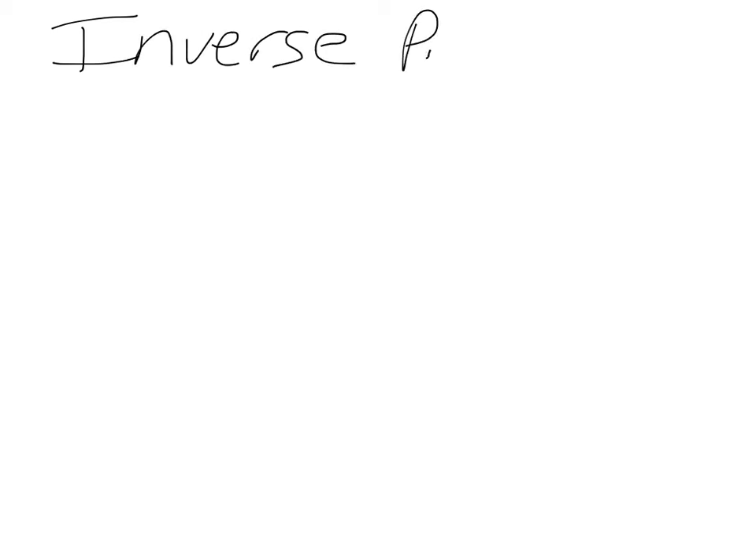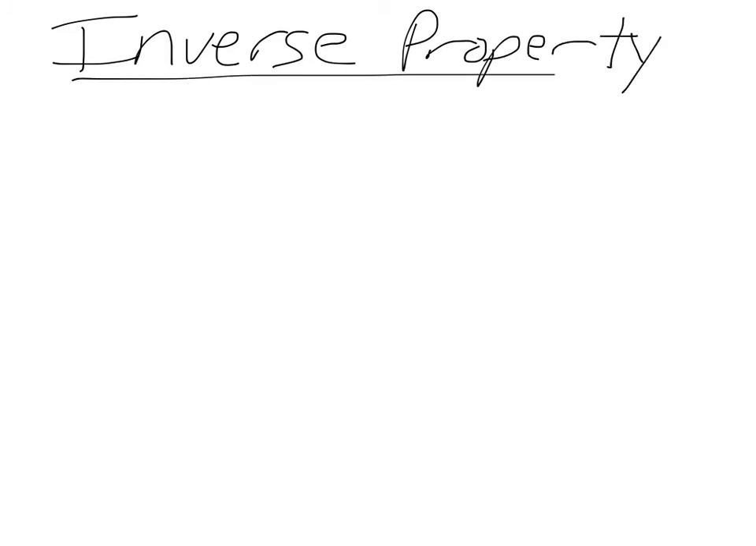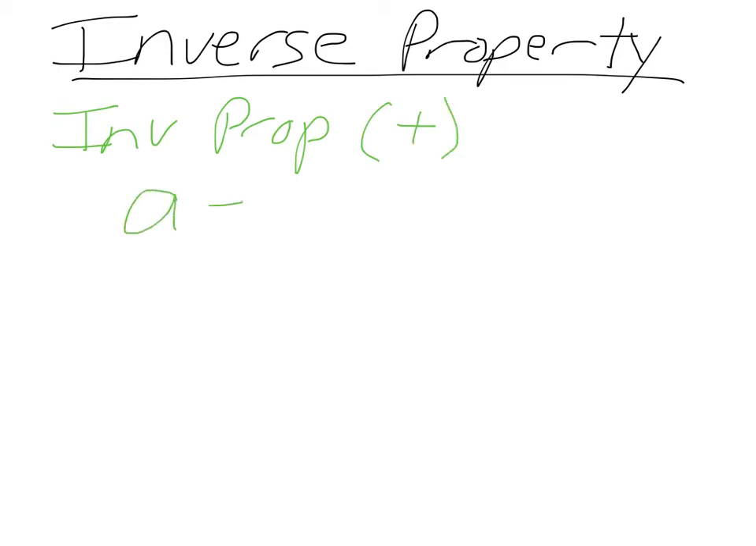One that's not in your book, but we're going to talk about it anyways, and we will get to this later on, is known as the inverse property. The inverse property of addition says if I have a number and I add the opposite, those are known as additive inverses, I get 0.